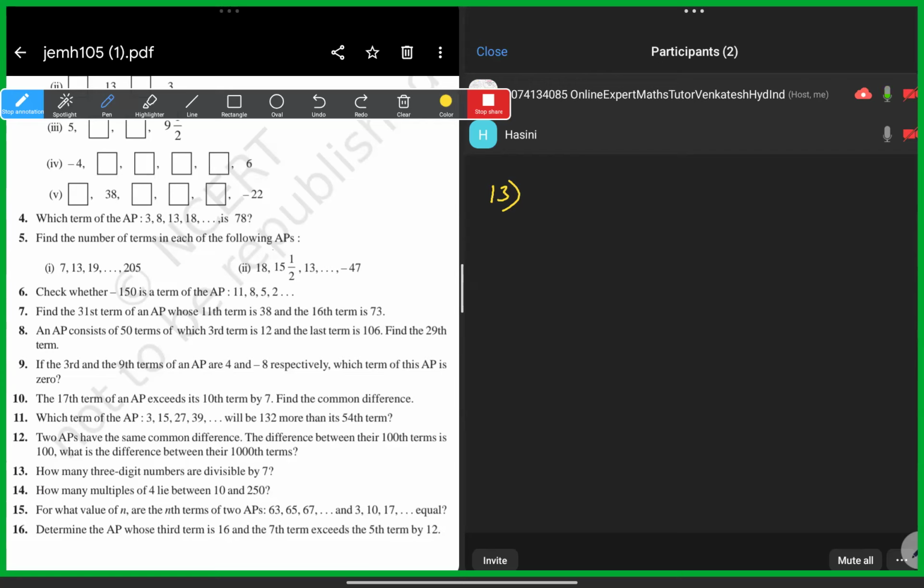In the series, there will be so many 3-digit numbers which are divisible by 7. Yes or no? So what is the starting number we need to find first? What is the first 3-digit number? The first 3-digit number is 100. So 100 will divide with 7. If it is divisible by 7, that is only the first number in the series.